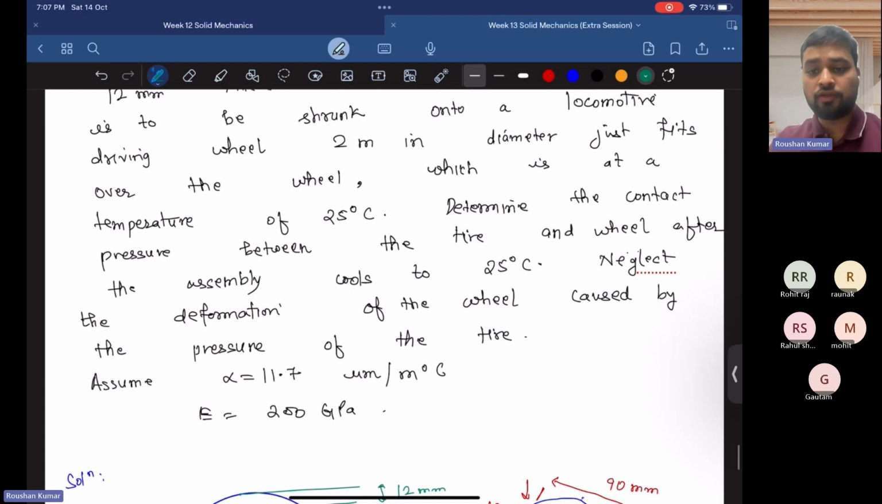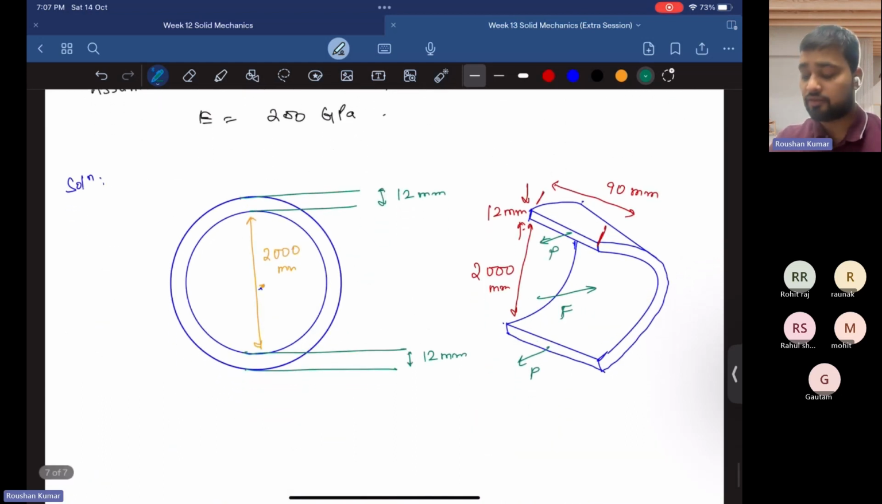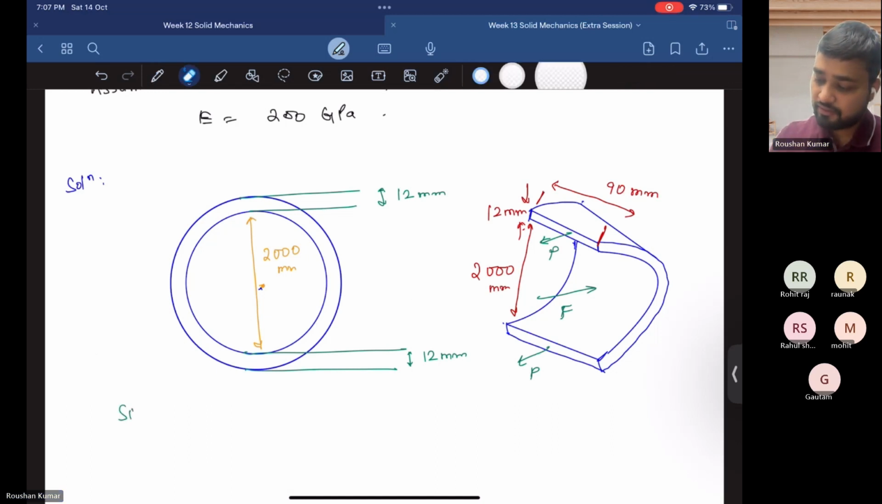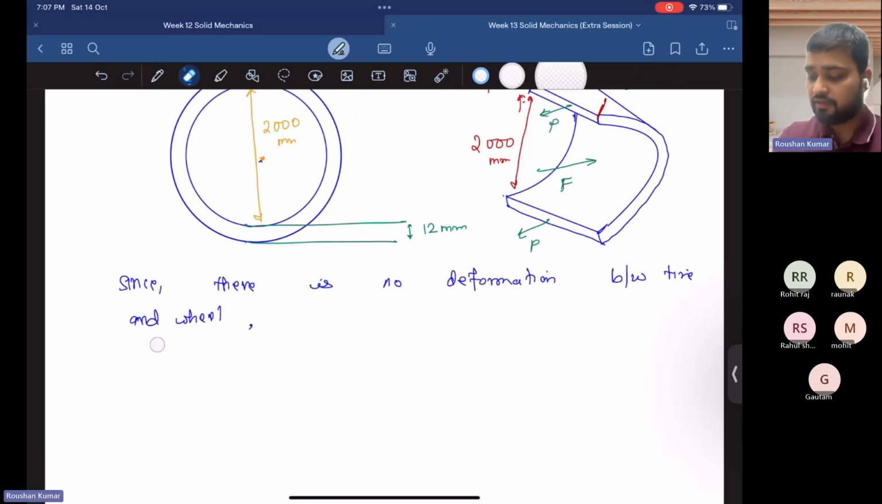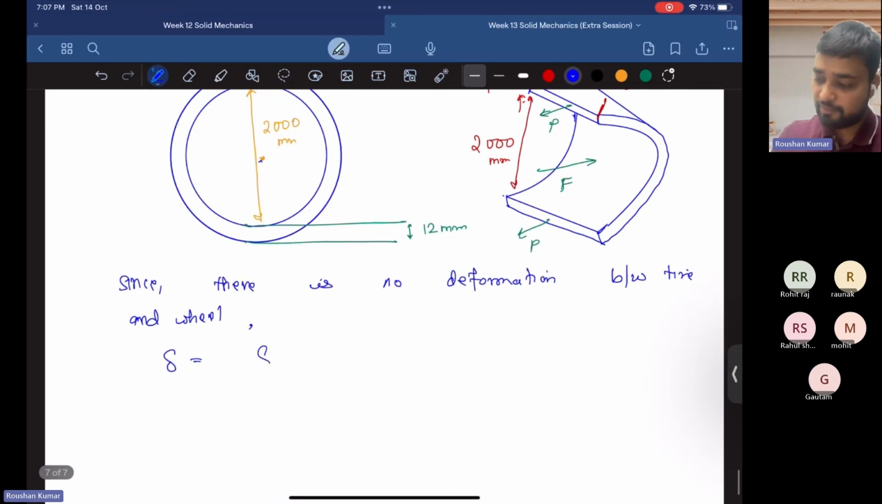So since there is no deformation between the tire and the wheel, this means that the change in length due to elastic property of the tire is the same as the thermal change in length due to temperature change in the tire, which is PL upon AE equal to alpha L delta T. So L gets cancelled out.